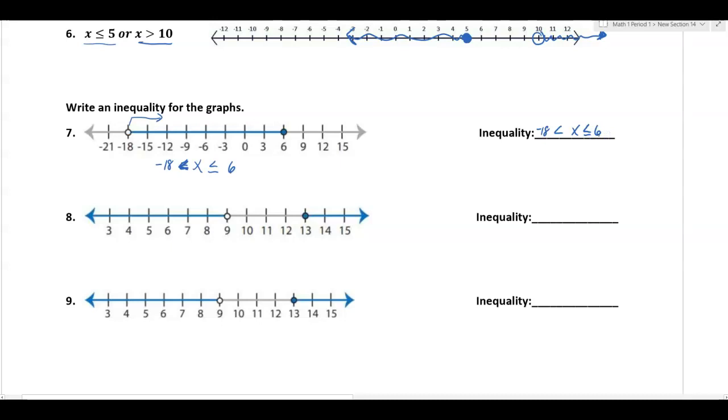Now the next example is an OR statement. So all I'm going to do is write an inequality for the left side, an inequality for the right side, and I am done. For the left side, I always put x on the left. We're to the left of 9, so x is less than 9, or x, since it's a closed dot, is greater than or equal to 13. Once you have those both written, you have your inequality.